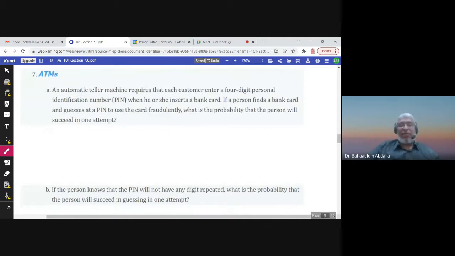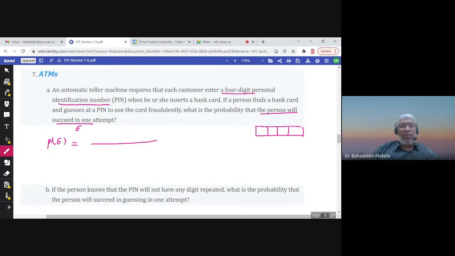An automatic teller machine requires that each customer enter a four-digit personal identification number. So the number consists of four digits. When he or she inserts a bank card, if a person finds a bank card and guesses at a PIN to use the card fraudulently, what is the probability that the person will succeed on the first attempt? So this is the event we need to find its probability.